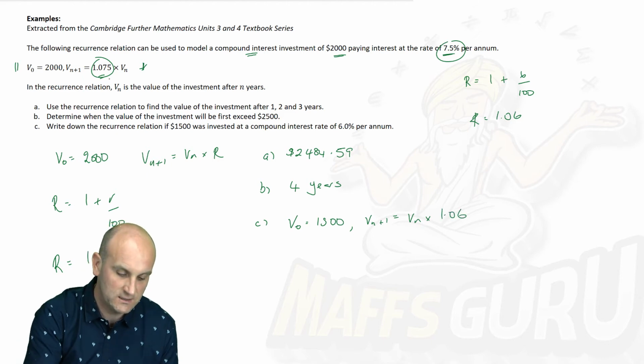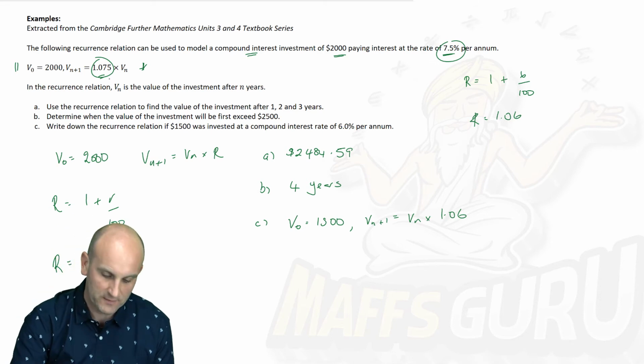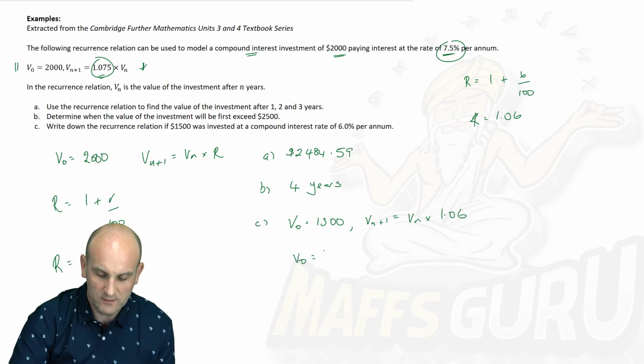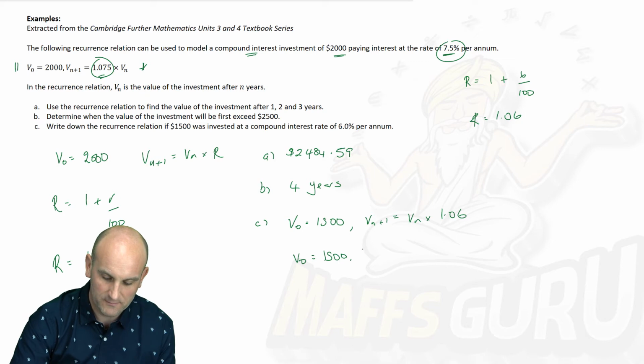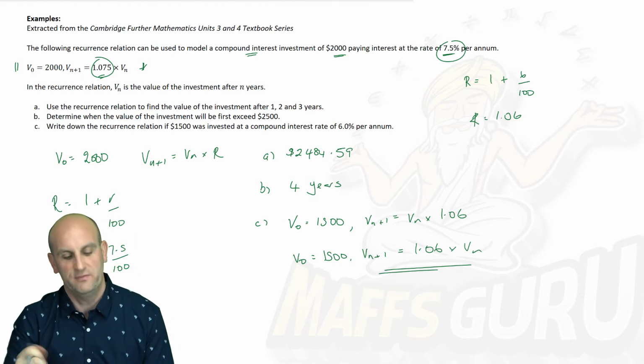But once again, do you notice in the question, they put that number first, then times V of n. So just to make sure, because I don't want to lose any marks, V of n plus 1 is equal to 1.06 times V of n. And ladies and gentlemen, there is my mark.